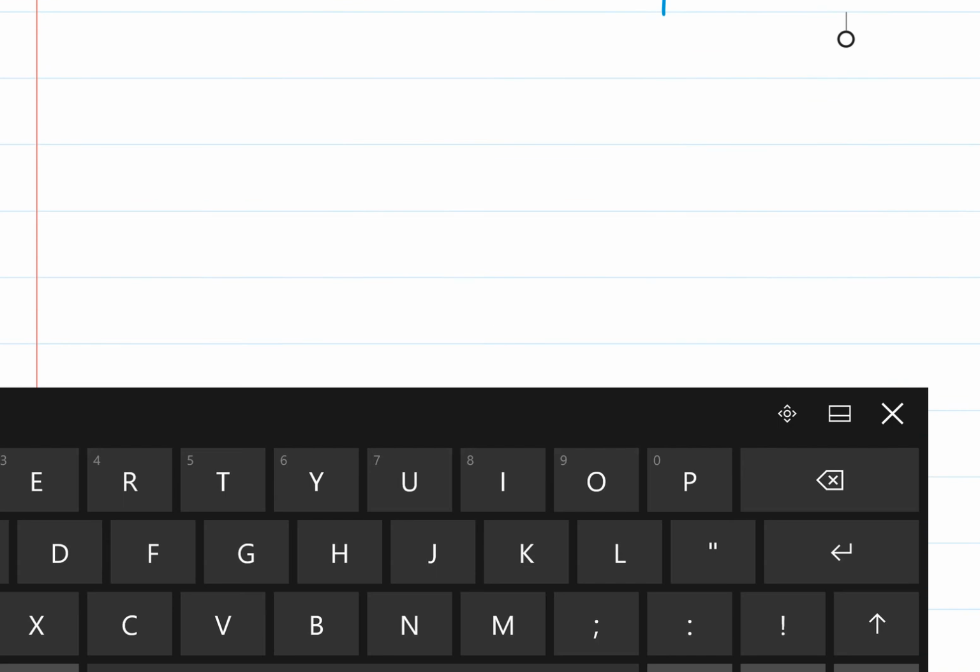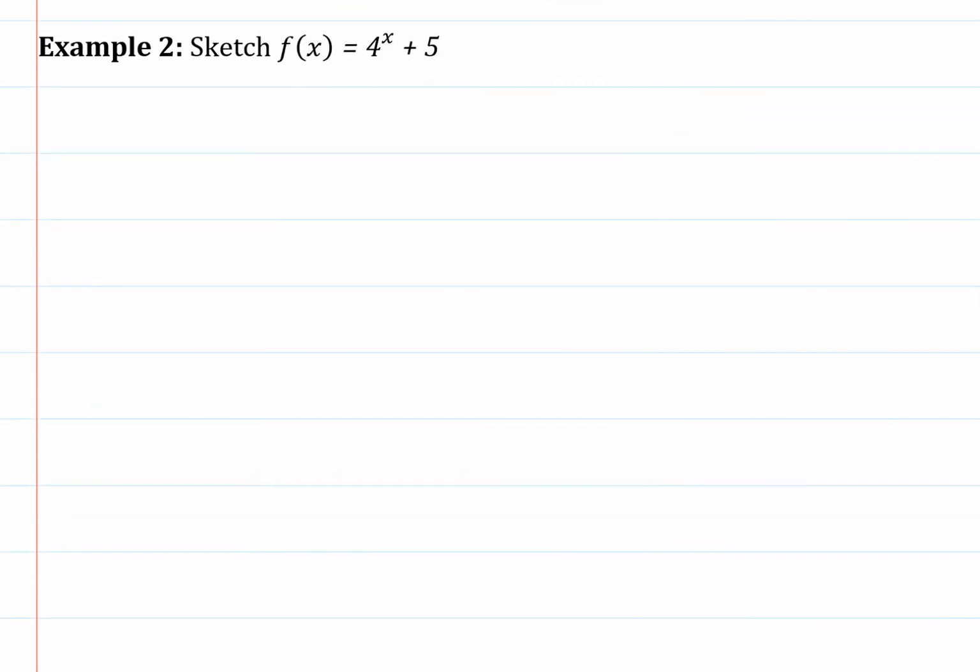Okay, 2 more examples to look at tonight. Here's our function 4 to the x plus 5. We'll again start by finding the x and the y-intercepts. The x-intercept can be found by setting y equal to 0.